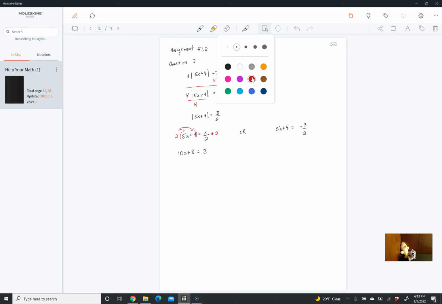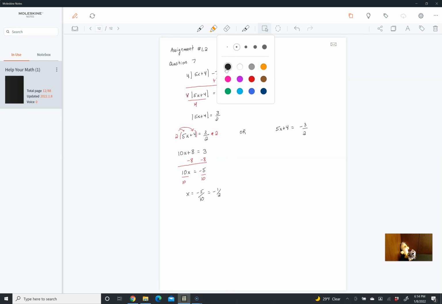Now we can just solve. So we're going to subtract 8 from both sides. Our goal is to isolate x, which gives us 10x is equal to negative 5. And we just divide both sides by 10, which gives us x equals negative 5 over 10. But again, simplify, and we get negative 1 over 2.